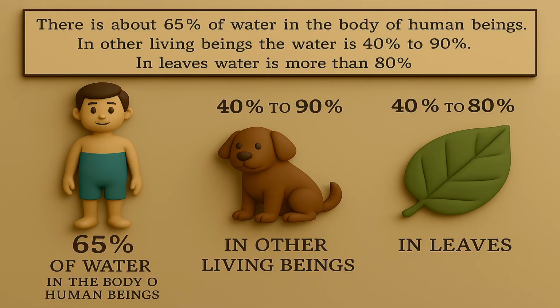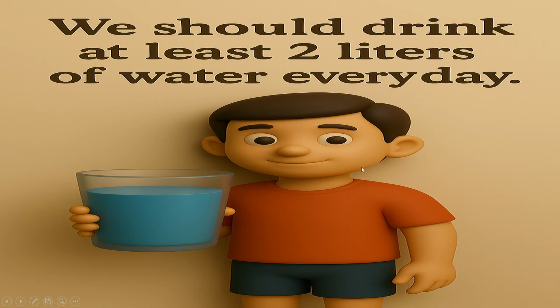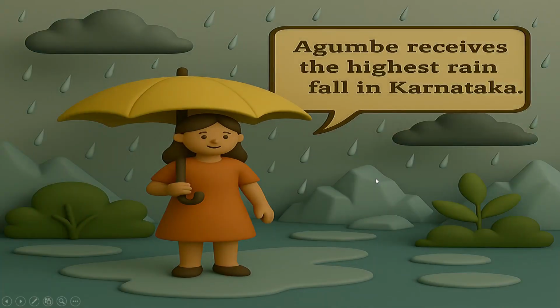There is about 65% of water in the body of human beings. In other living beings, the water is 40% to 90%. In leaves, water is more than 80%. We should drink at least 2 liters of water every day. Mawsynram in Meghalaya receives the highest rainfall in India. Agumbe receives the highest rainfall in Karnataka.